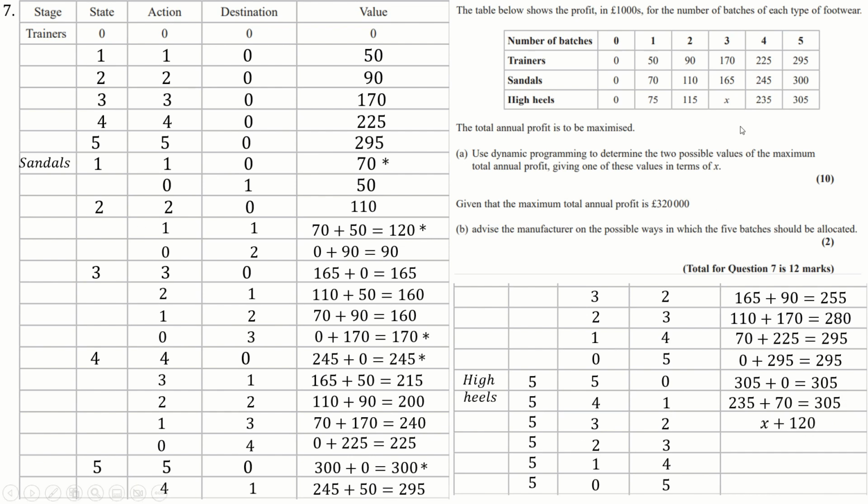The next, 2 high heels, is 115. And 3 of something else, the best thing is this one here, 170. So we add those together. Then 1 high heel, 4 something else. So 1 high heel is 75. 4 of something else, the best option is this one here, 245. And then finally 0 and 5. The best option for 5 of something else is this one here, 5 and 0 here.